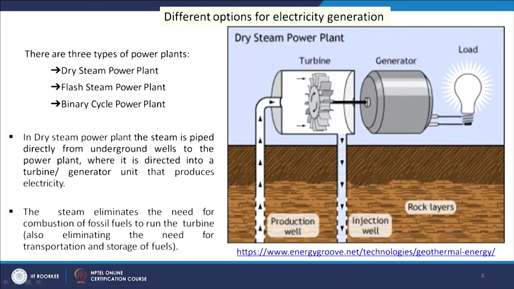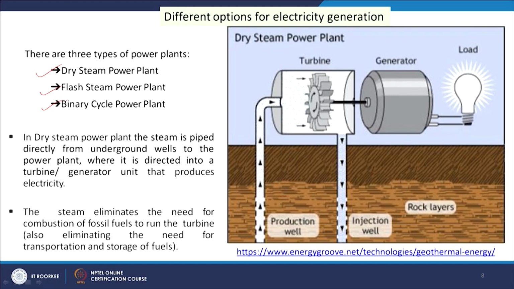Now, we will see different options for electricity generation. Depending upon the temperature and pressure of the water available at the site, we can choose basically 3 types of electricity generation schemes. One is the dry steam power plant, then the flash steam power plant, and another is the binary cycle power plant.